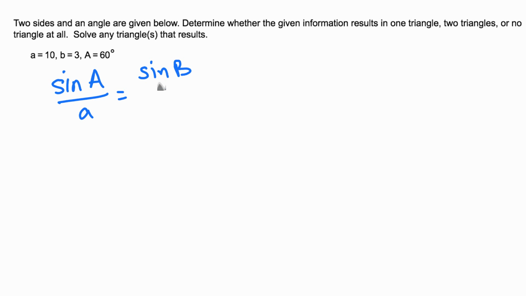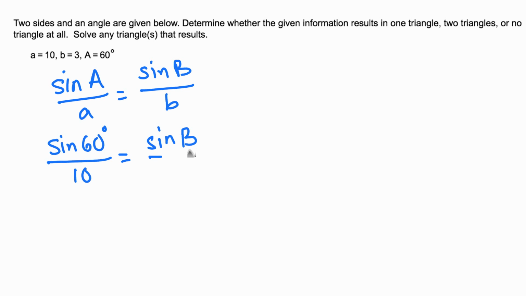Sine B over b. If lowercase c or angle C were given, then we would go for sine C over c. Okay, and in this case only one thing is unknown, this angle B. Now we can determine this B. Sine A is 60, so that is sine 60 degrees over a, which is 10, equals sine B over b. This B is to be determined, by the way.